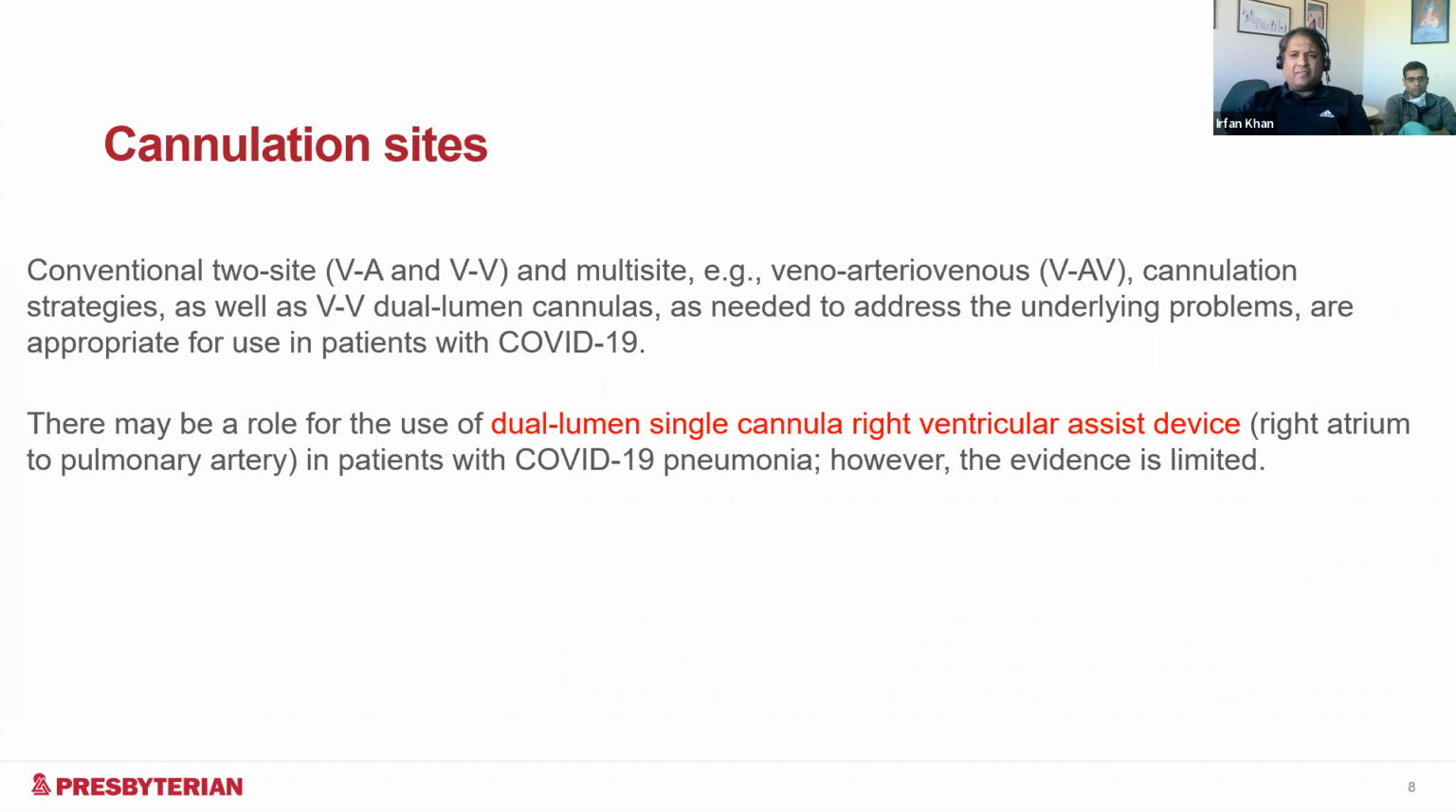Basically, cannulation sites: the two sites that we talked about earlier, and the VAV cannulation. Again, VAV cannulation is challenging because most of the time these patients have either arrested, you go on VA and then you add the VV component, but some patients who are on VV have right heart failure and end up becoming VAV candidates, or sometimes even left heart failure for various reasons.